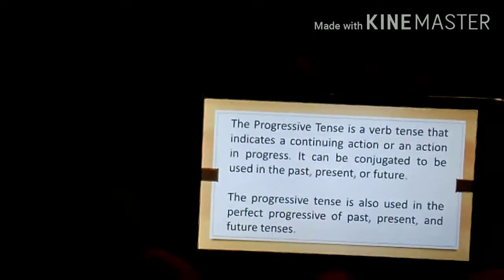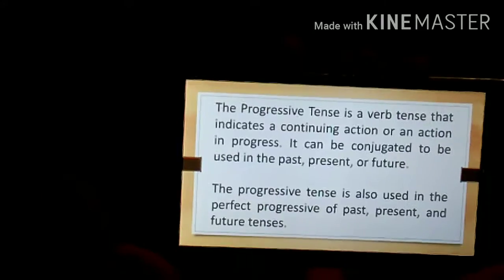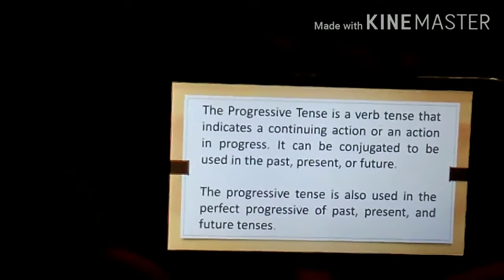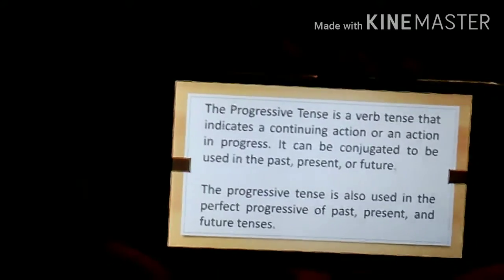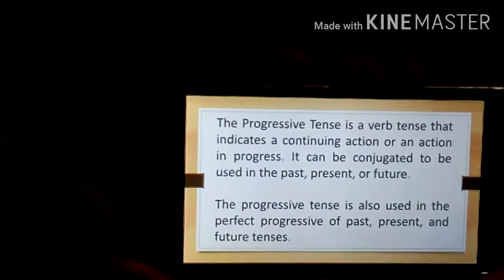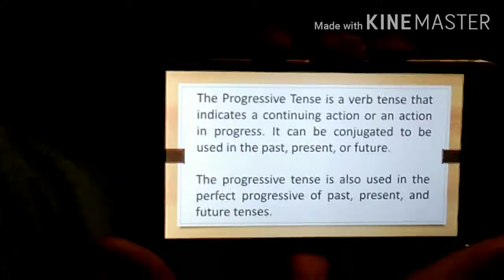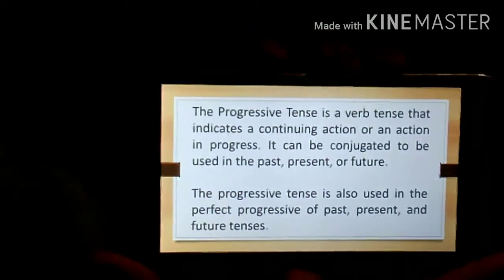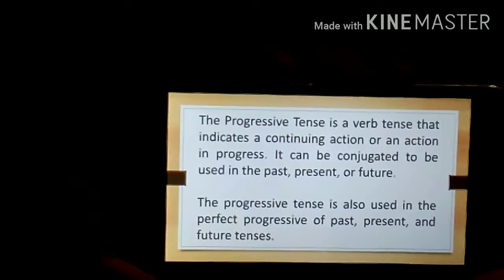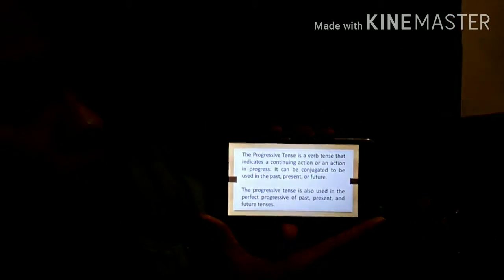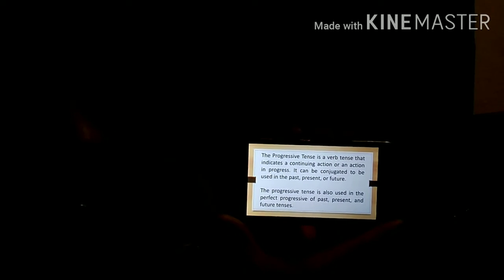The progressive tense is a verb tense that indicates a continuing action or an action in progress. It can be conjugated to be used in the past, present, or future. The progressive tense is also used in the perfect progressive of past, present, and future tenses. So, the key idea to understand is that the progressive tense is a verb tense that indicates a continuing action or an action in progress.